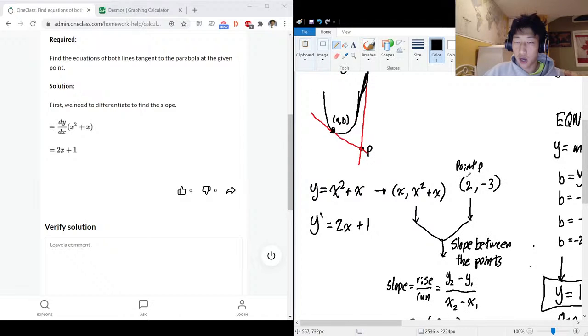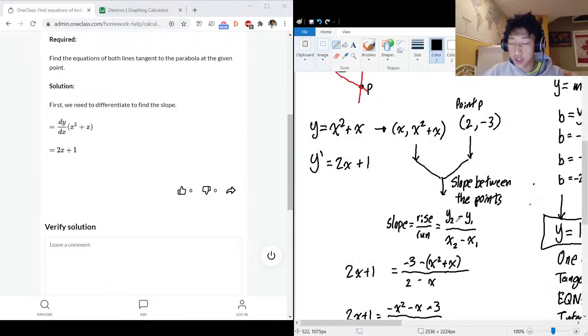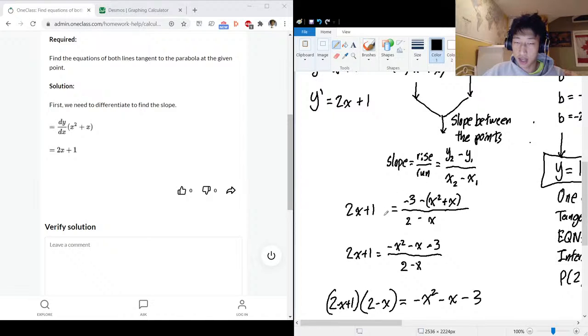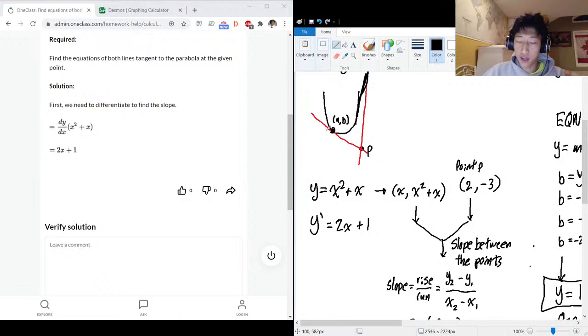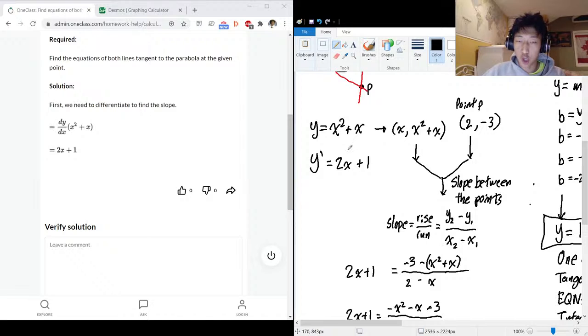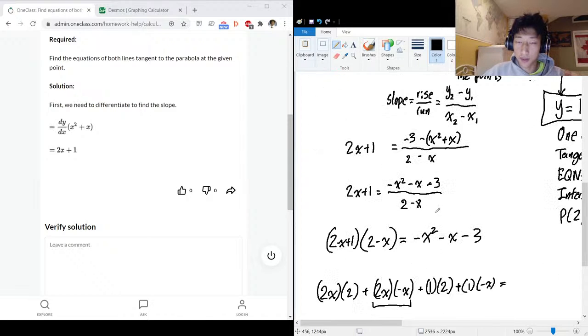So we made our point on the graph, which is just x, and then its y component, which is x squared plus x. That's the equation for y. And our point P, we found the slope between those two by doing, we treated point P as our destination and our starting point as the point on the graph. And we used our slope equation to slide that in. We equated our calculated slope between P and the point on the parabola. We made that equal to the slope that we would get from the derivative, 2x plus 1.